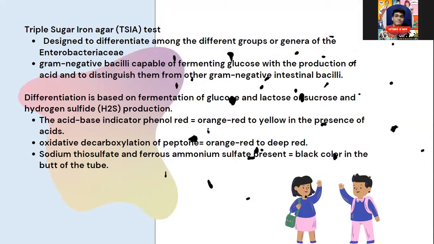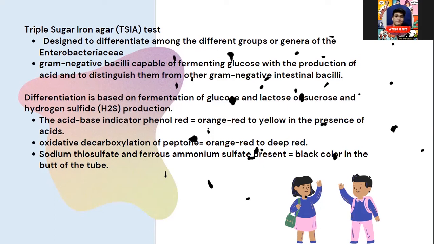Next example is the triple sugar iron agar or TSIA. This test is designed to differentiate different groups or genera of the Enterobacteriaceae, gram-negative bacilli which are capable of fermenting glucose with the production of acid, and to distinguish them from other gram-negative intestinal bacilli. The differentiation is based on the fermentation of glucose and lactose or sucrose and hydrogen sulfide production, where the acid-base indicator phenol red is indicated by orange red to yellow in the presence of acids.